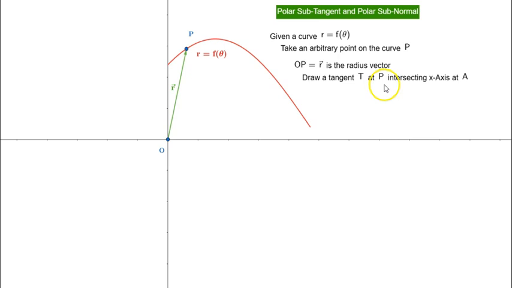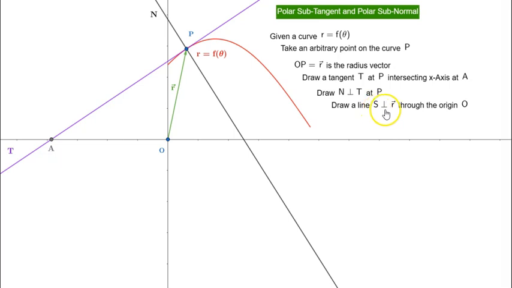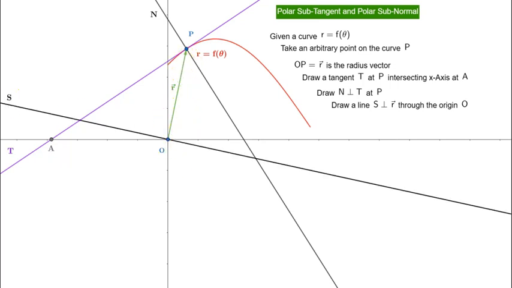Draw a tangent T at P intersecting the x-axis at A. So let's draw a tangent at P, named T, intersecting the x-axis at A. Draw N perpendicular to T at P. Draw a line S perpendicular to the radius vector through the origin. So through this origin, we have to draw a line perpendicular to this radius vector. That is S.